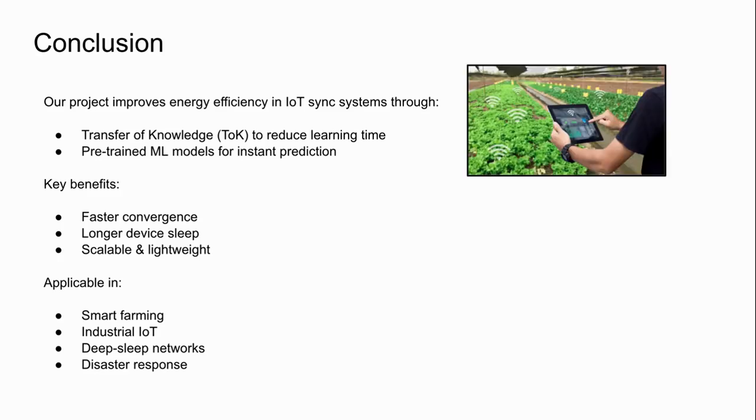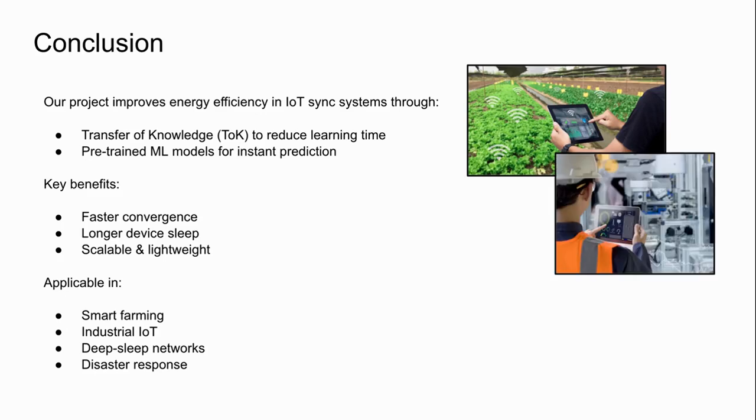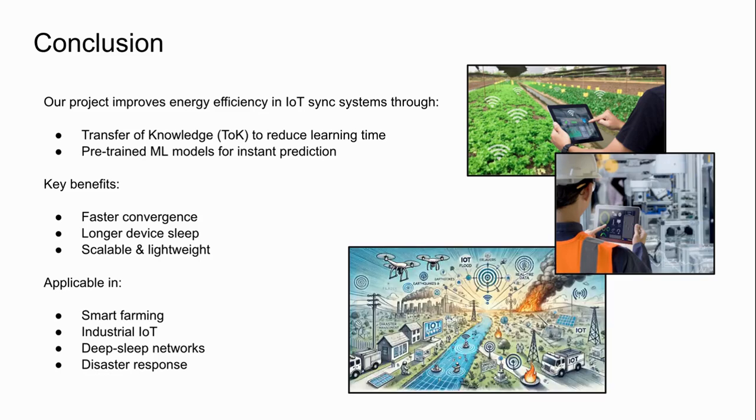We think that this can really be useful in real-world settings like smart farming, where devices may go offline or be added later, industrial networks where energy usage needs to be optimized, deep sleep sensor networks where devices wake up rarely, and disaster monitoring where quick sync after reboot is critical. And that's the machine learning part of our project.